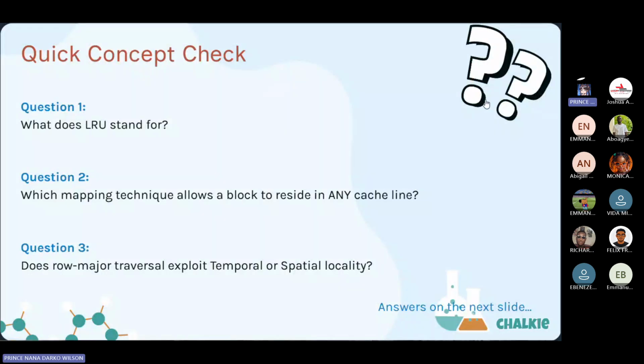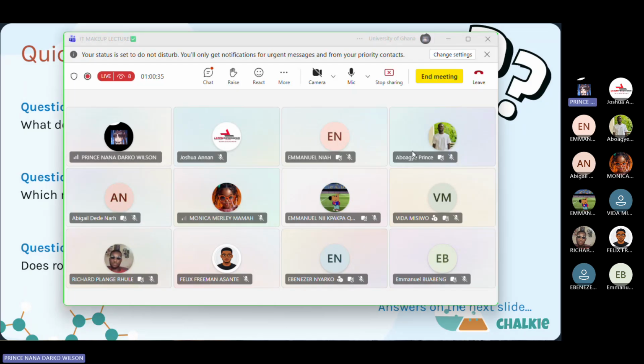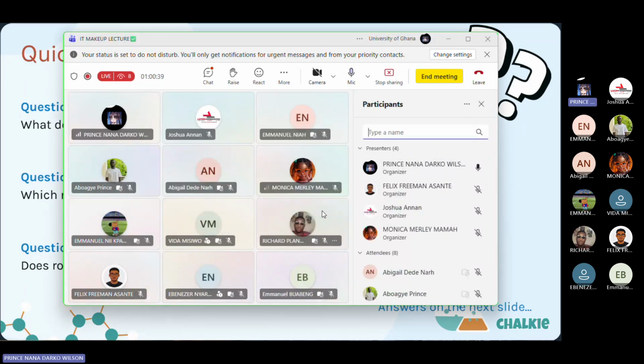Okay, let me call somebody. Right, so who is here I can call? Mr. Emmanuel Boabeng. Please, if you have followed with us from the start, what is the LRU? What does it stand for in eviction policies?